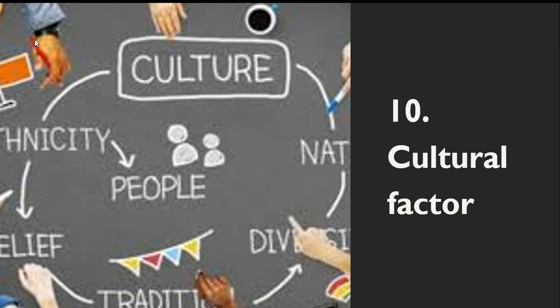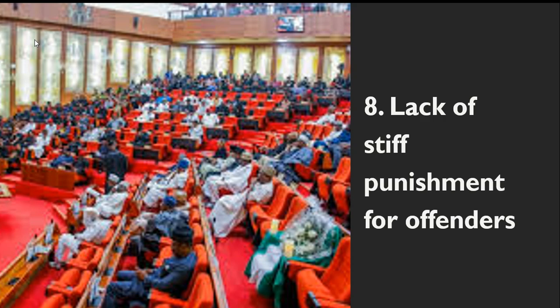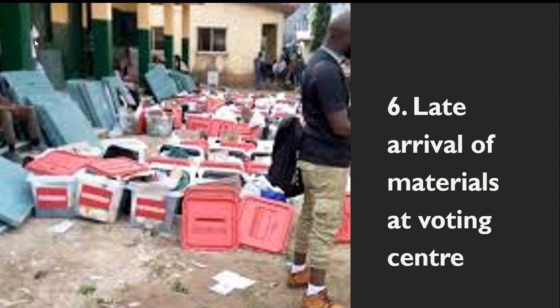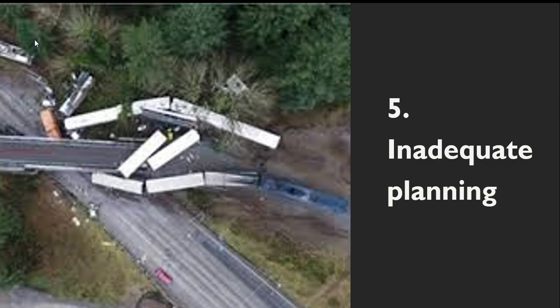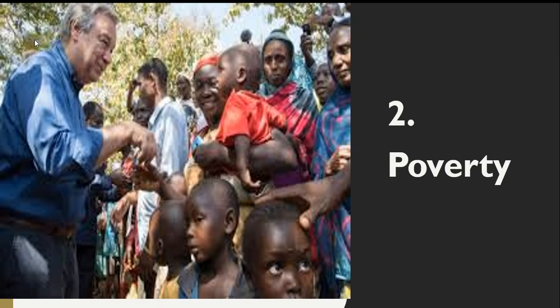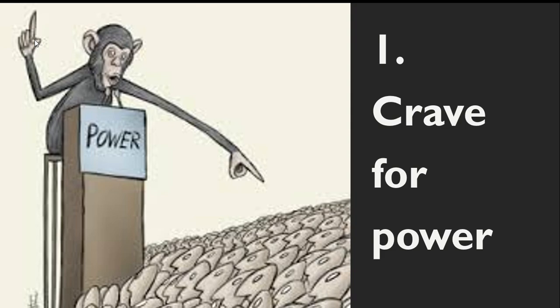We have looked at them one by one: the cultural factor, lack of stiff punishment for offenders, influence of the ruling party in power, late arrival of materials at voting center, inadequate planning, bribery and corruption, lack of political education, poverty and crave for power. These are the causes of electoral malpractice.